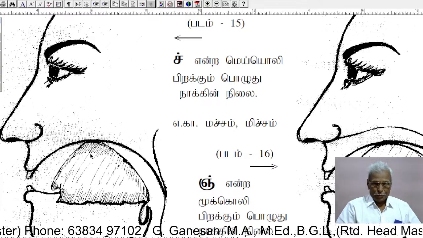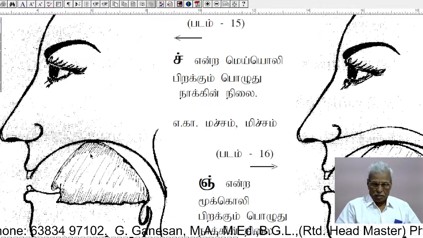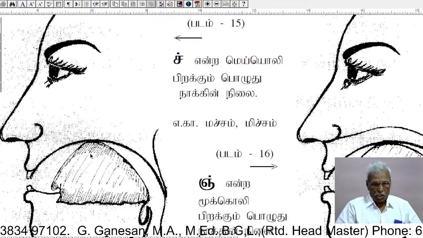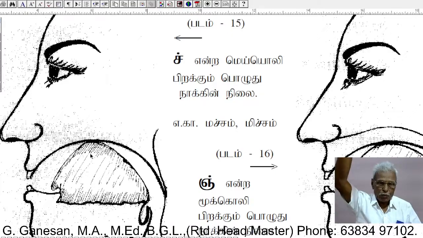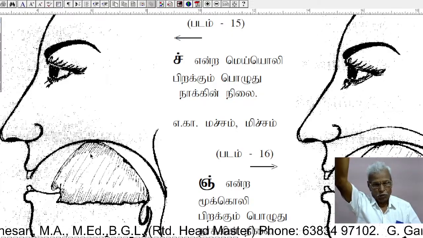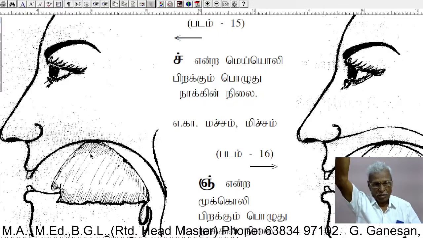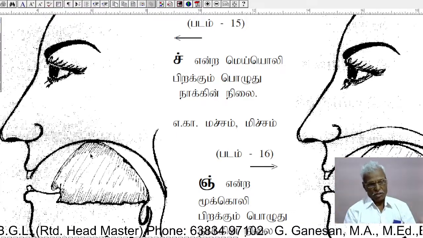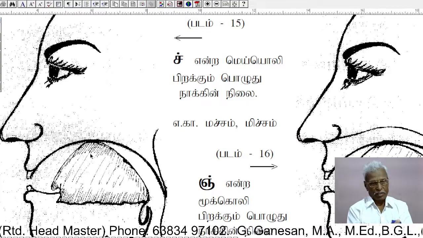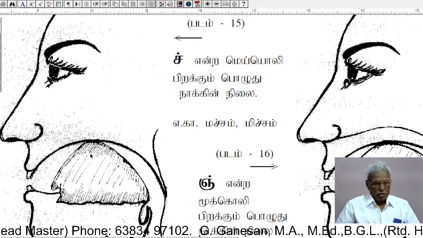Thus, the phoneme ich is produced by raising the center of the tongue towards the center of the roof and making a tight contact and sending out the air through the sides of the tongue.